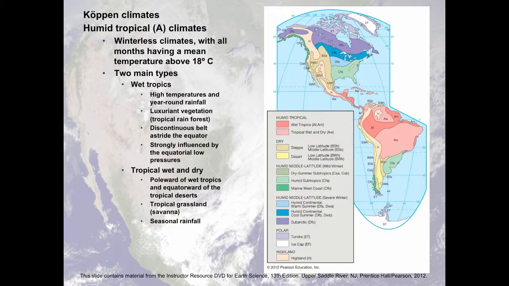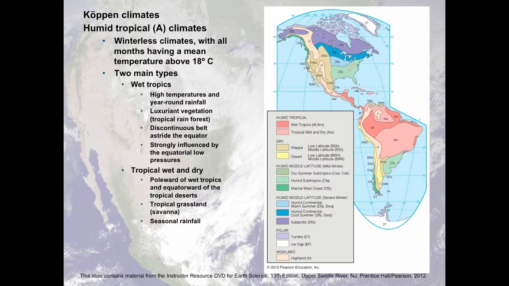So, going through the climate classification scheme, humid tropical climates, climate classification A. They're winterless, so they're in the tropics to subtropics. All months have a mean temperature above 18 degrees C. That is, it's not an average annual temperature above 18 degrees C, which you could encounter in a zone that had really, really, really warm summers and moderate winters.